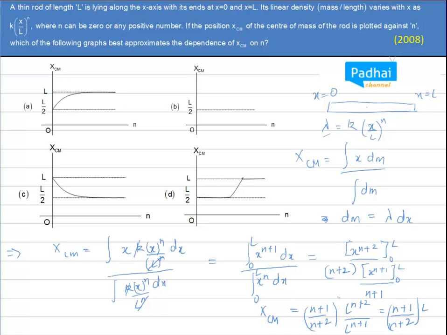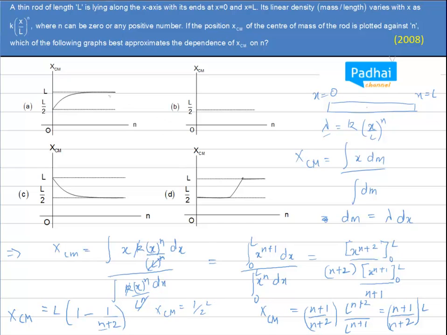So if we draw the graph, we can again simplify this. X center of mass can be written as L into (n plus 2 minus 1) divided by n plus 2, that is, L into (1 minus 1 upon n plus 2), right? So we get this formula. Now if we put n equal to 0, what will we get? We'll get x center of mass as 1 by 2 into L, right?